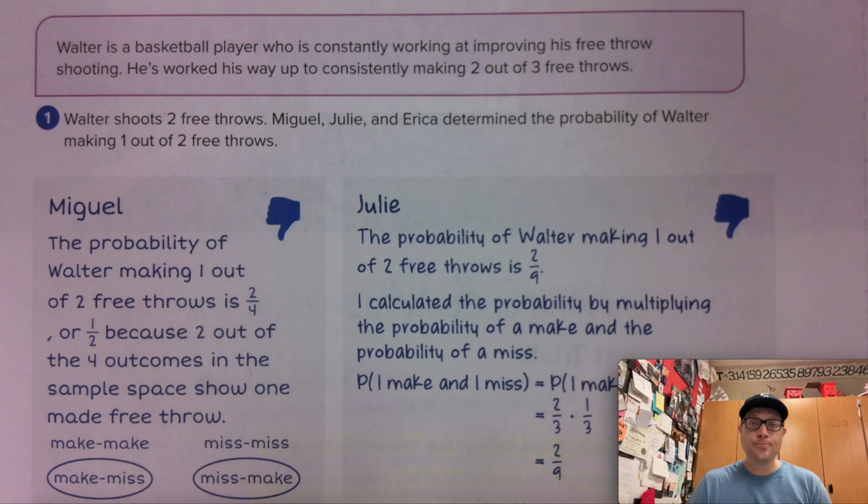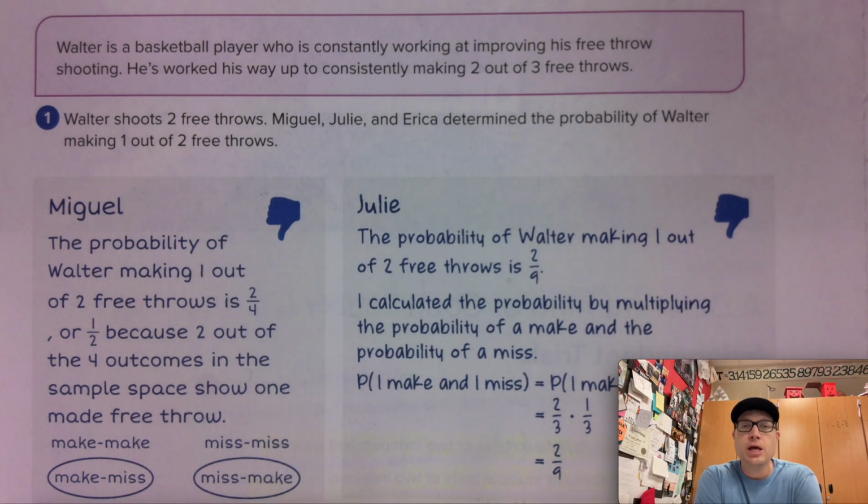Let's get started. Lesson 4. Walter is a basketball player who is constantly working at improving his free throw shooting. He's working his way up to consistently making 2 out of 3 free throws. So if Walter shoots 2 free throws, Miguel, Julie, and Erica are determining the probability of Walter making 1 out of the 2 free throws, given he's trying to eventually get to that goal.